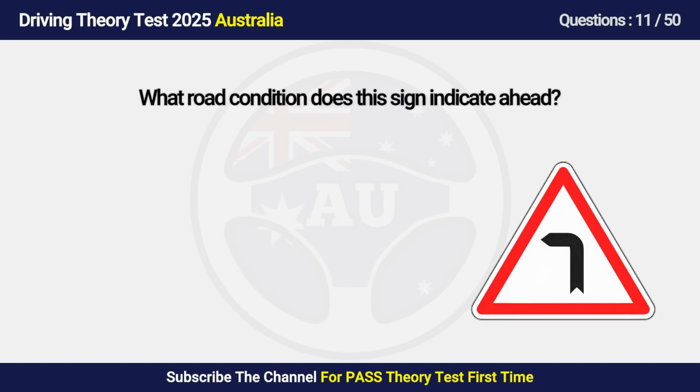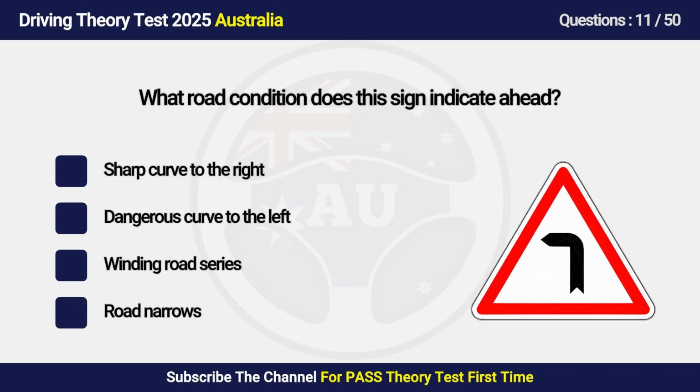Question 11. What road condition does this sign indicate ahead? A. Sharp curve to the right. B. Dangerous curve to the left. C. Winding road series. D. Road narrows.